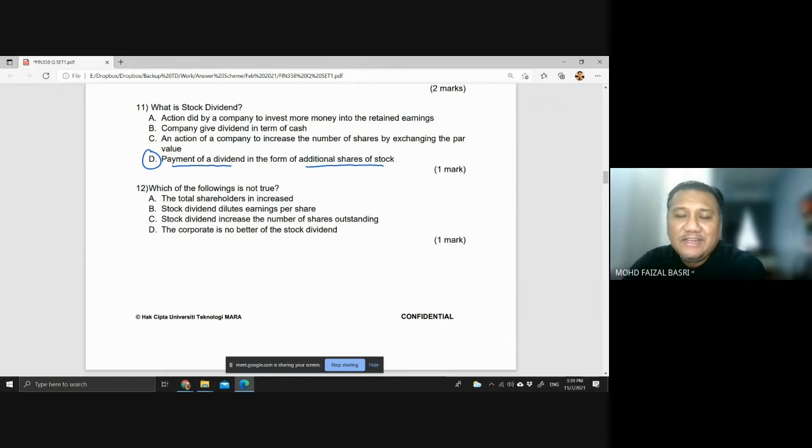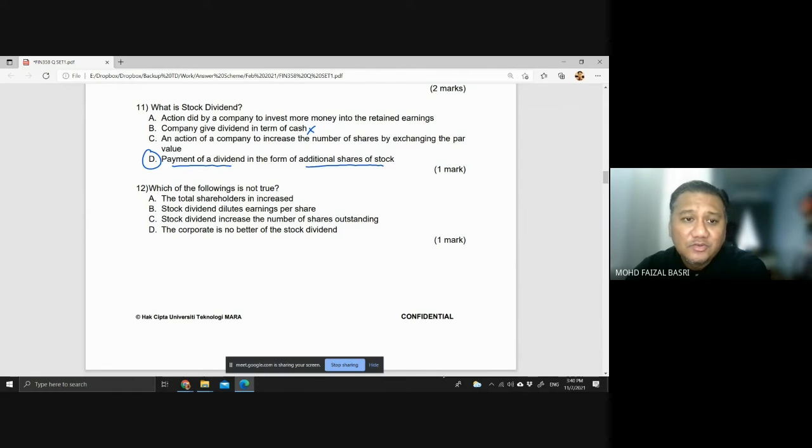Okay, remember dia ada dua jenis kan, stock dividend dengan stock split. So stock dividend is a form of non-cash punya dividend payments. Okay, non-cash. B ni automatically memang bukanlah sebab dia bukan bayar dalam cash.